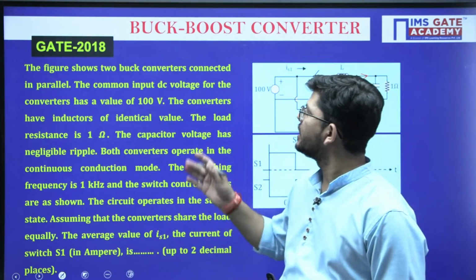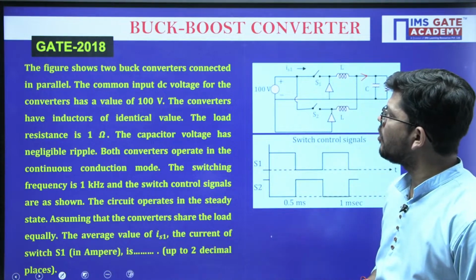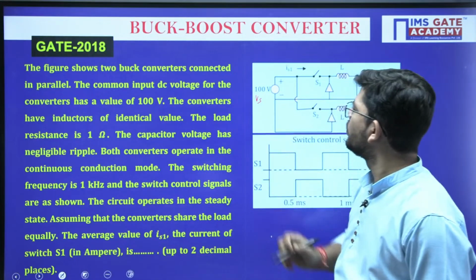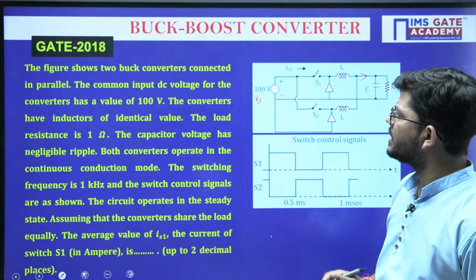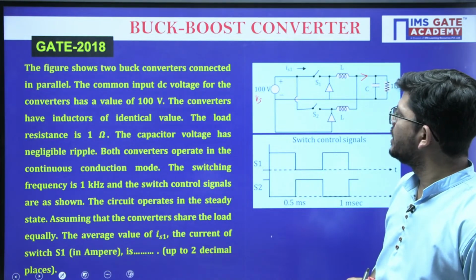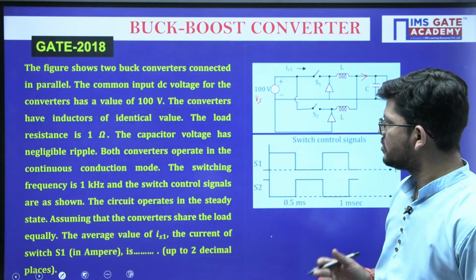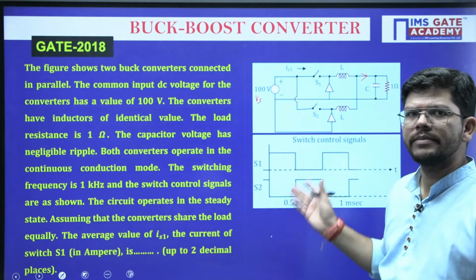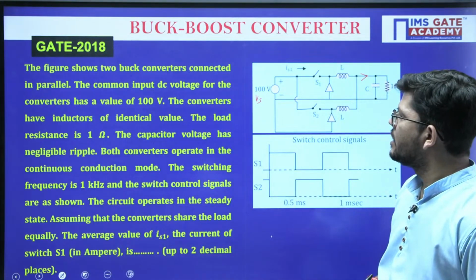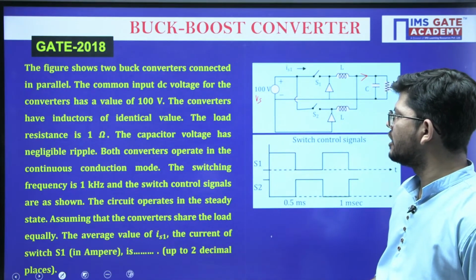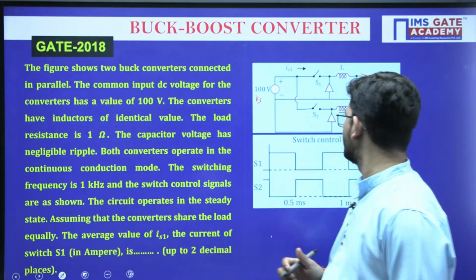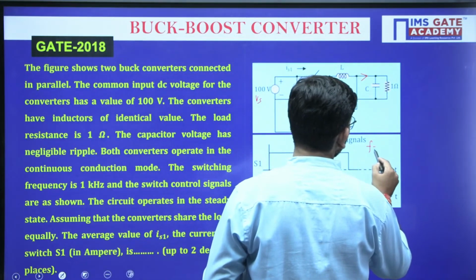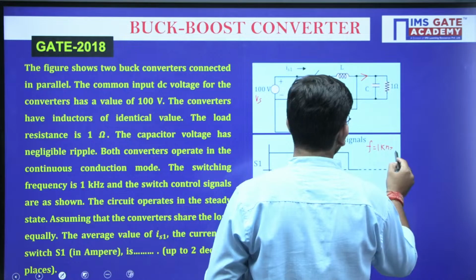Now what has been said here? The common input DC voltage for the converter has a value of 100 volt. So Vs is given as 100 volt. The converters have inductors of identical value, fine. The load resistance is 1 ohm, also fine. The capacitor voltage has negligible ripple. That has to be the case because we have connected converters in parallel. Both converters operate in continuous conduction mode. The switching frequency is 1 kilohertz. Let me write here: switching frequency is 1 kilohertz.